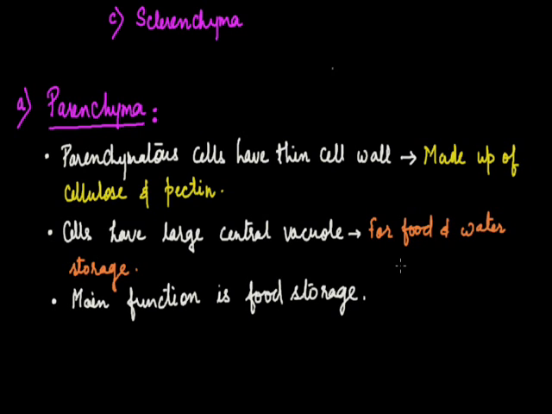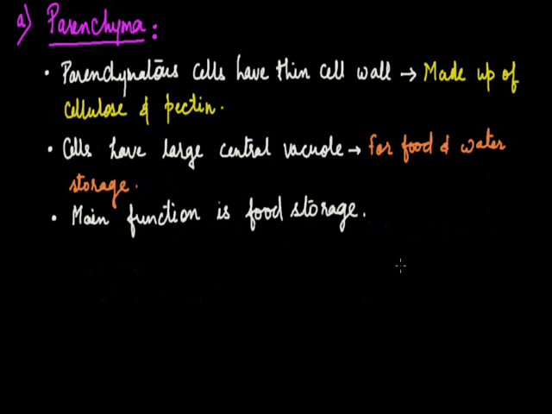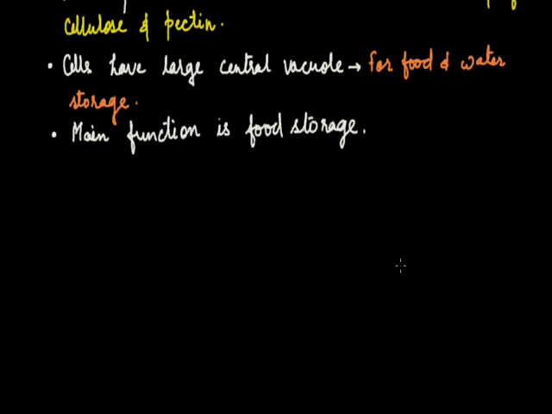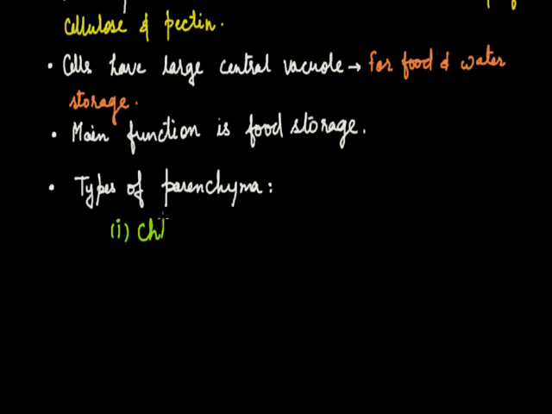Now, the parenchymatous cells are further of two types on the basis of their specific characteristics. One is the chlorenchyma and the other is the aerenchyma. So, types of parenchyma. It includes chlorenchyma. As we can see in the name, chlorenchyma is that type of parenchyma which contains chloroplast. So, the cells of chlorenchyma contain chloroplast.